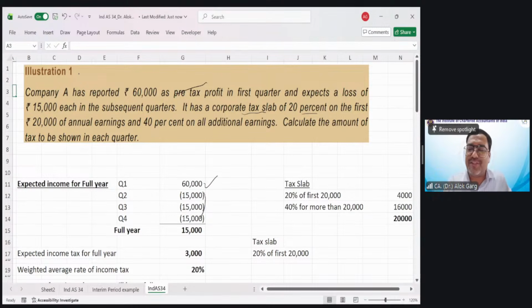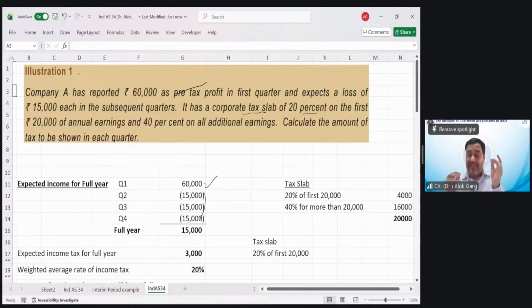The question wants to test your knowledge on the computation of provision for tax. The question wants to test your knowledge on Ind AS 34. The question wants to check, do you know weighted average annual income tax rate calculation? Is that clear? Is that clear or not clear? Yes? Right? Okay.